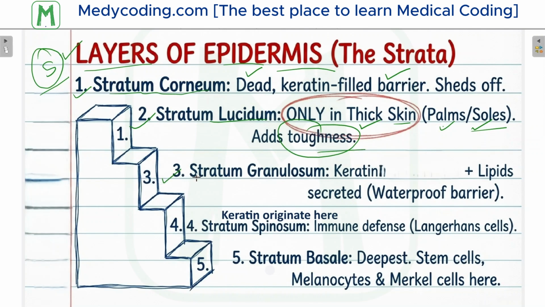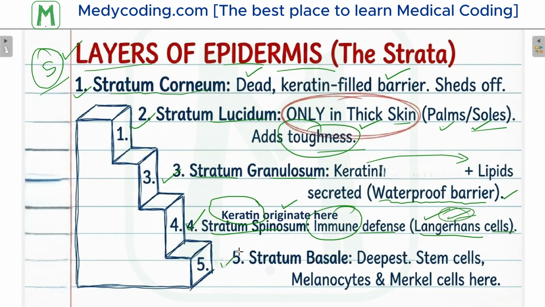The next layer is stratum granulosum. Here, keratin combines with lipid, and this lipid helps to make the skin waterproof. The next layer is stratum spinosum. In this layer, keratin formation starts. We know that keratin starts forming in the deeper layer. As it goes to the upper layer, it becomes mature. In this layer, Langerhans cells are found that act as an immune system. So our skin also protects us from infection. This is because of this cell.